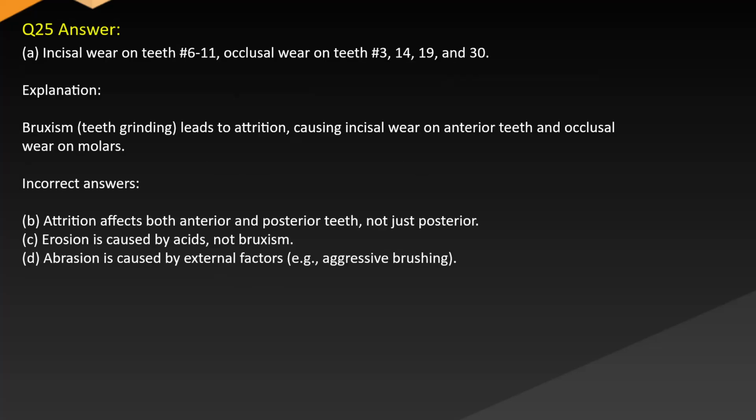Answer. A. Incisal wear on teeth number 6, 11, and 22. Occlusal wear on teeth number 3, 14, 19, and 30. Explanation. Bruxism, teeth grinding, leads to attrition, causing incisal wear on anterior teeth and occlusal wear on molars. Incorrect answers. B. Attrition affects both anterior and posterior teeth, not just posterior.